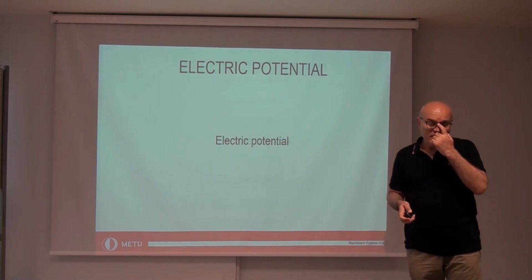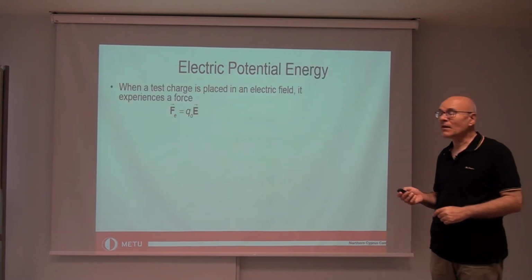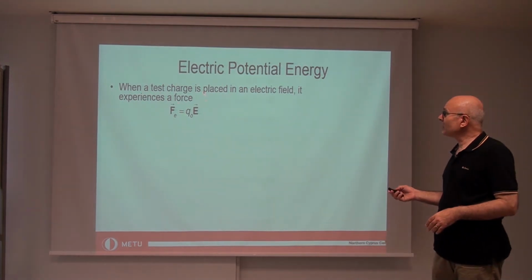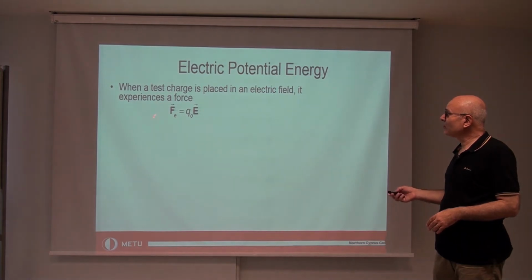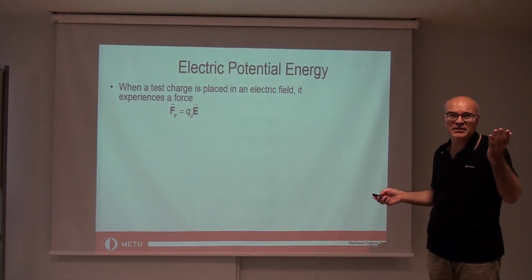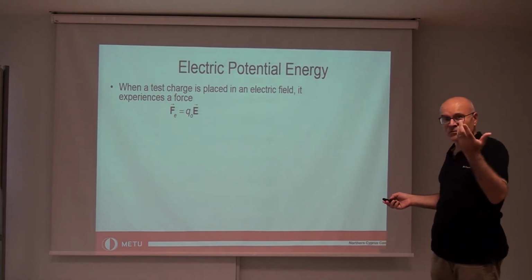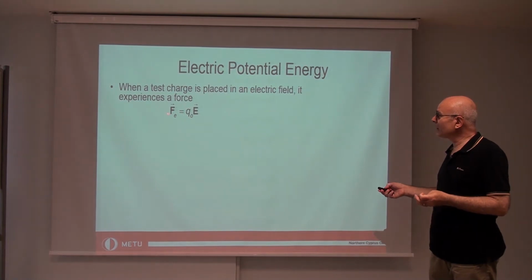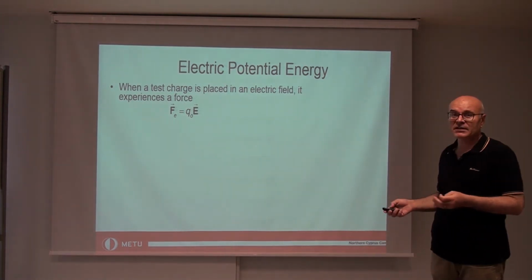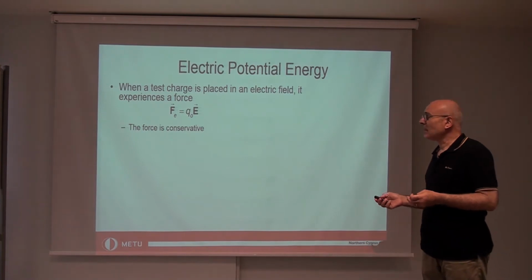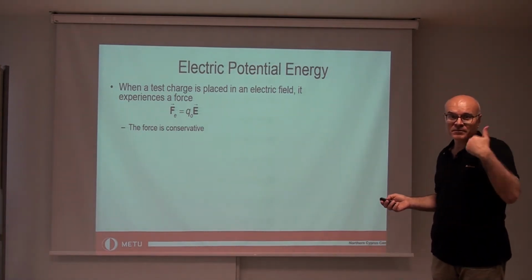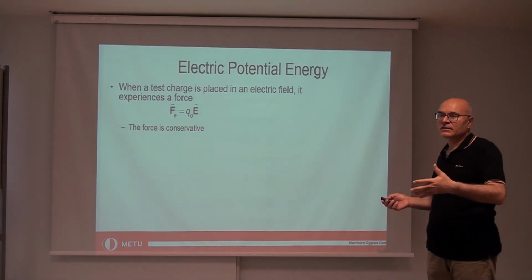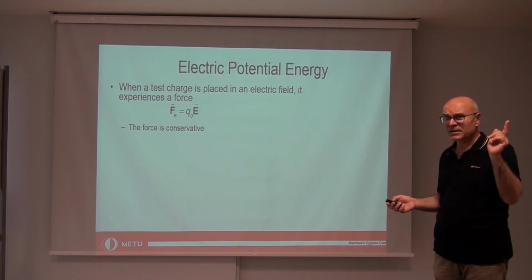So let's start from basic principles. If you have a test charge placed in an electric field, that test charge is Q naught. Q naught can be any test charge. It's a small point charge. This is what we mean when we say a test charge. It will feel an electric force given by the charge multiplied by the electric field. This is something that we know. Now this force is conservative. We know that the electric force is conservative, so keep this in mind.